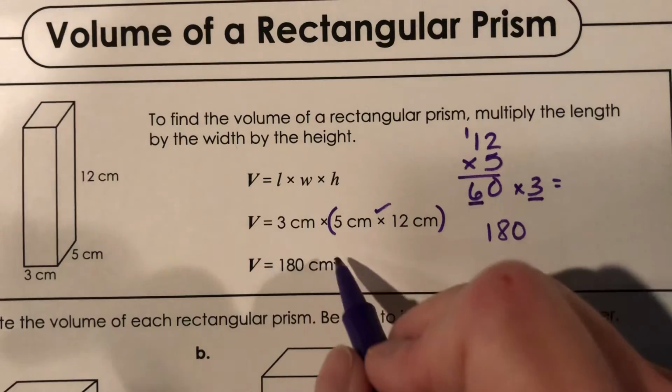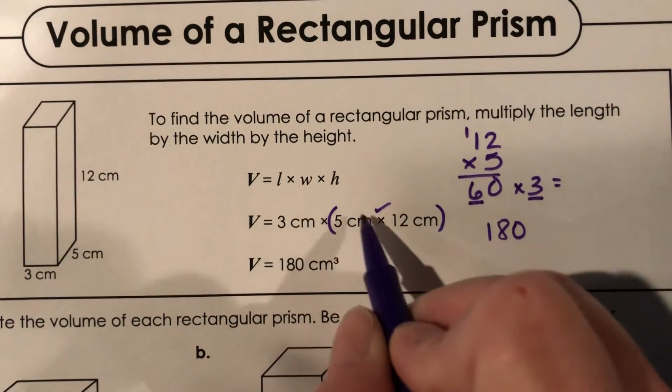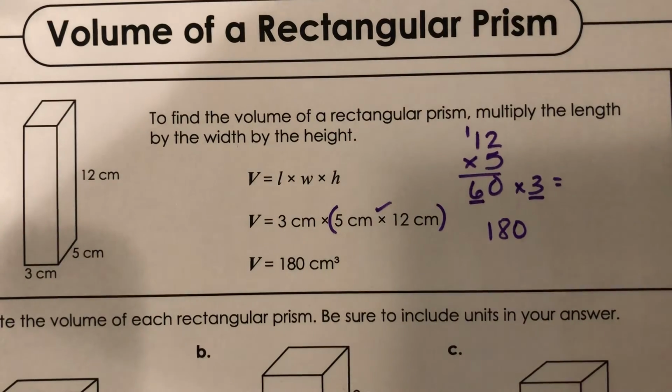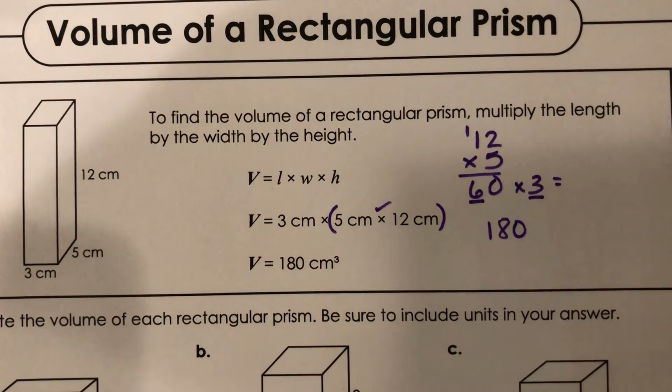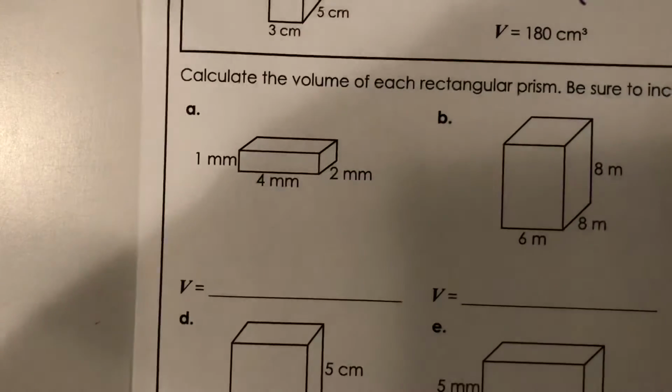180, and it's centimeters cubed because we didn't just multiply the numbers. We actually multiplied centimeters times centimeters times centimeters. So that's the gist of it. All right, so I'm going to hone in on a couple of these, and I want you to try them on your whiteboard.